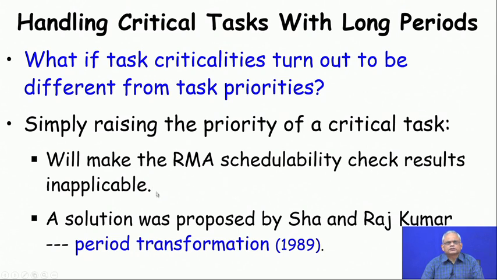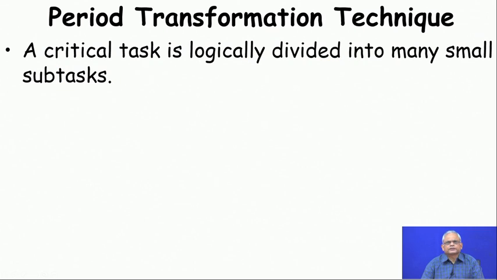To overcome this situation, a solution was proposed by Shah and Rajkumar in 1989. The name of the technique is the period transformation technique. Let us look at the period transformation technique. The main idea here is very simple. A critical task having a long period is split into many smaller subtasks, depending on to what extent we want to raise its priority. If we want to really raise its priority, then we split it into many subtasks such that the new period becomes lower than the other tasks.